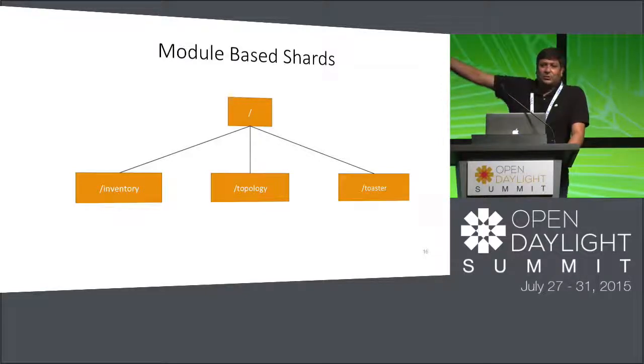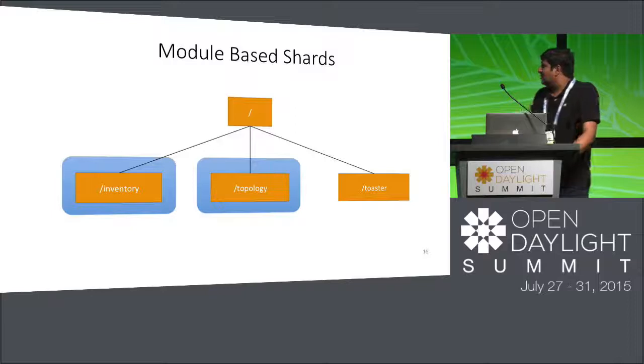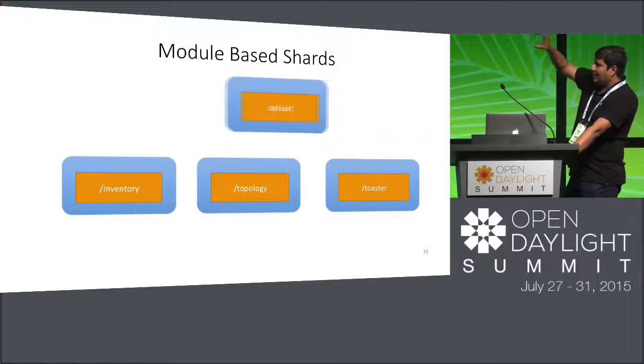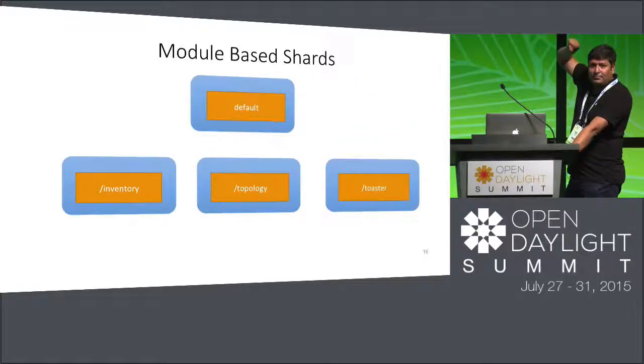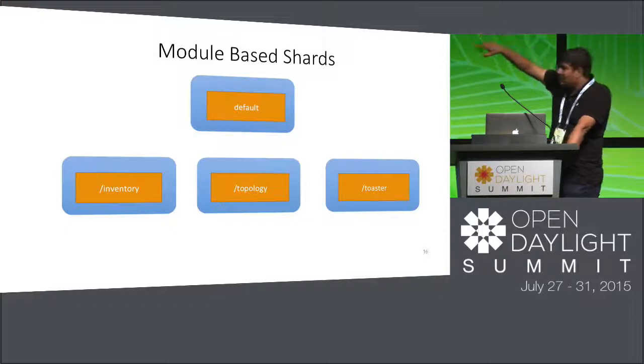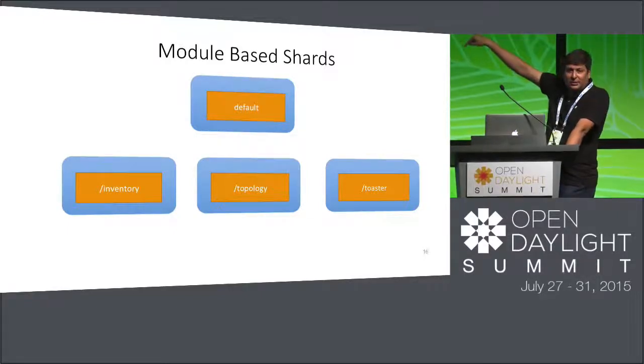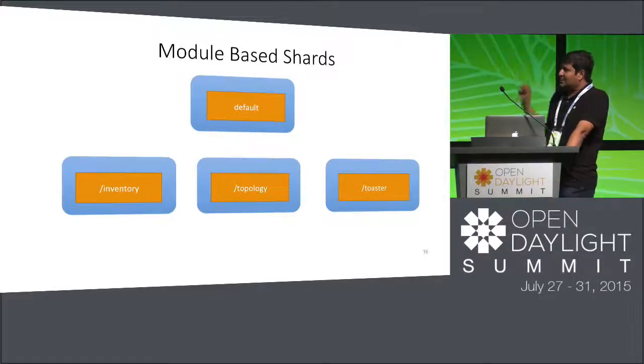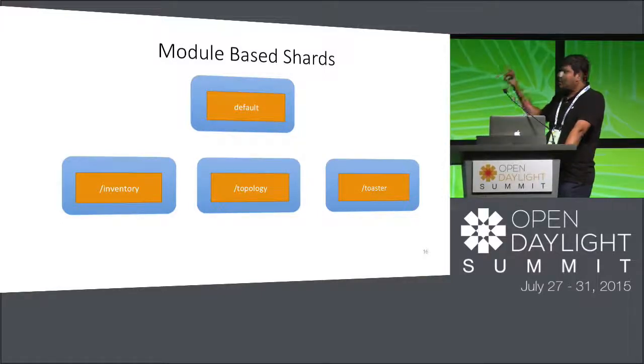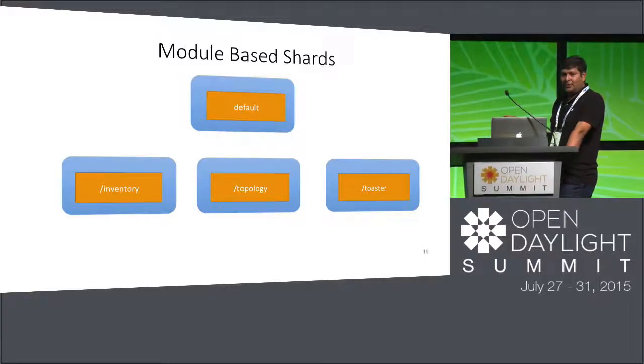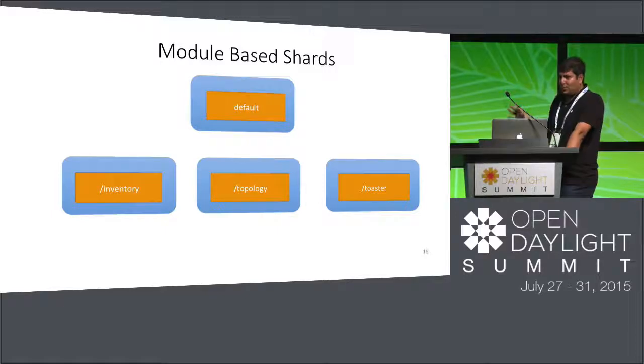This is again about the same thing. If you have the big tree, you need to break it up. So essentially what we do is, at the module level, we break it up. You had the root level, and you had inventory, topology, and toaster under that. Now what we did is we just took inventory, topology, and toaster and put each into its own shard. Now we can have module-level shards, but what happens to the rest of the data? What happens to foobar?